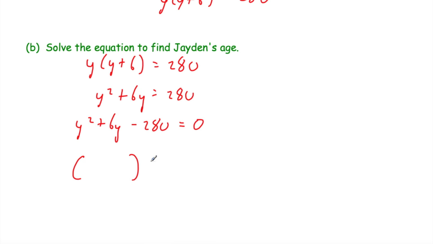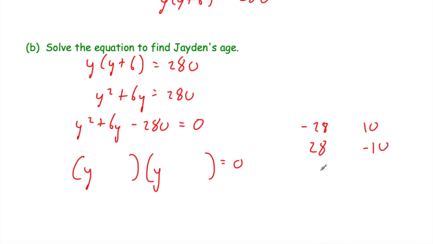So bracket, bracket, bracket, bracket equals 0, just factorizing this. Because it's y squared, we're going to put y's in the front of both brackets. And then we want to find two numbers that will multiply together to be negative 280, but add together to be 6. So I'm thinking in terms of numbers that times together to be minus 280, that could be numbers such as negative 28 and 10. Now they would times together to be negative 280, but they don't add together to be the 6 that we need, the number in front of the y.